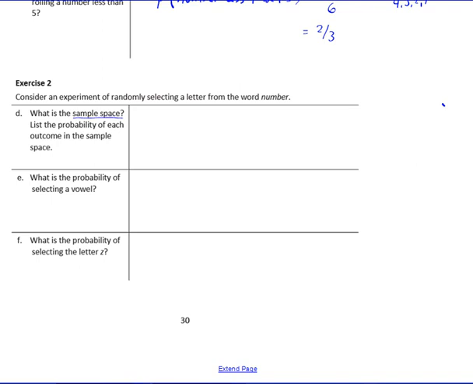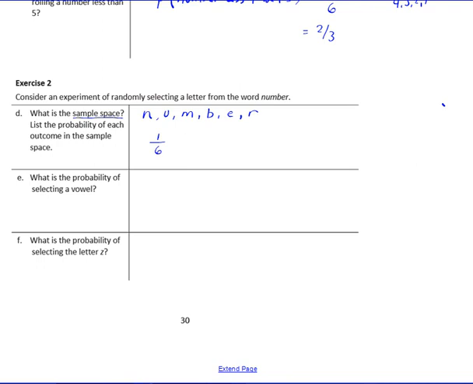The sample space is the different letters in the word number: N, U, M, B, E, and R. So there are 6 letters in the sample space. The probability of each outcome: each letter is equally likely to be picked, so the probability of each outcome is 1 over the number of possible outcomes, which is 6.